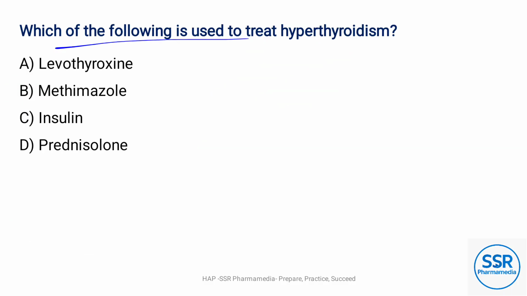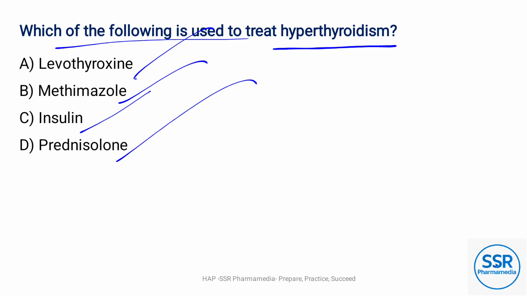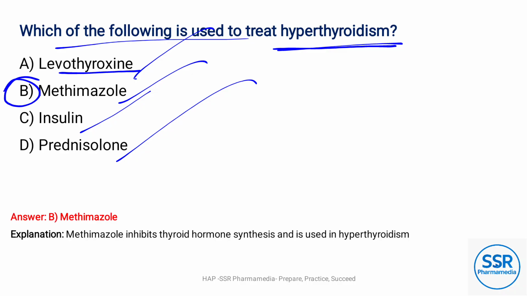Which of the following is used to treat hyperthyroidism? Option A, levothyroxine; option B, methimazole; option C, insulin; option D, prednisolone. So here the answer is not levothyroxine. The answer is option B, methimazole.